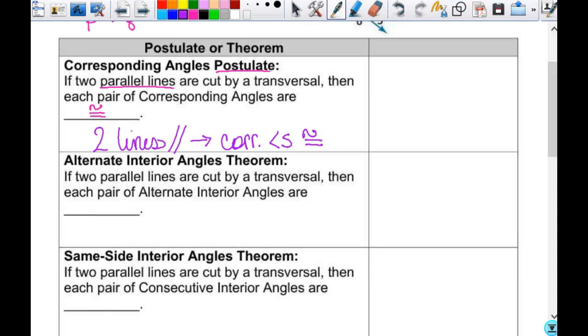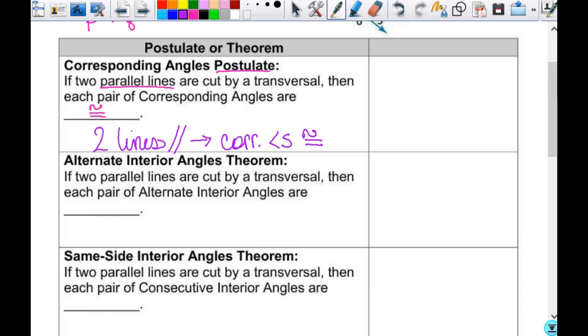No, only when 2 lines are parallel, right? They are not always congruent, but if the 2 lines are parallel, then they are congruent. Does that make sense to you? That's why you need that first part. I can't just say corresponding angles are congruent, because we looked at a whole lot of angles yesterday that were corresponding, but not congruent. So that's why we have to be specific here.